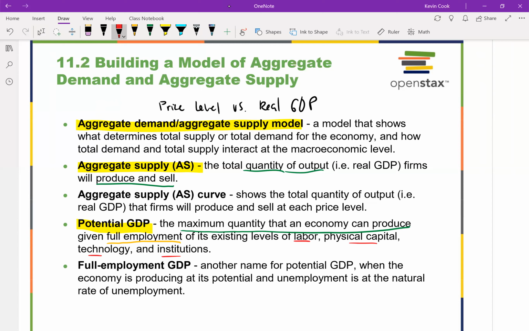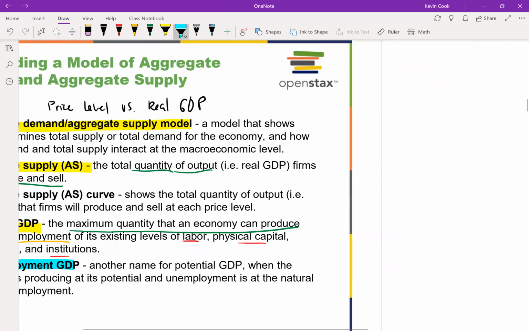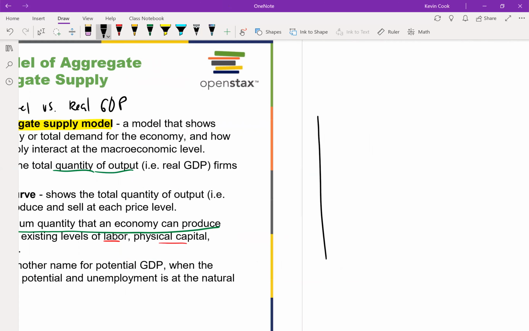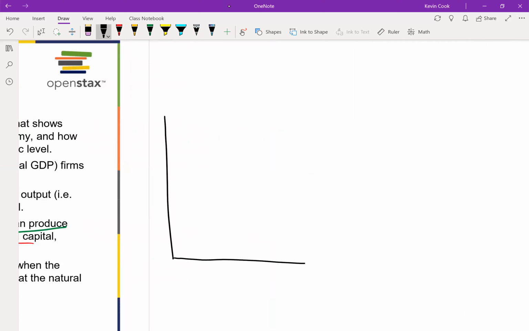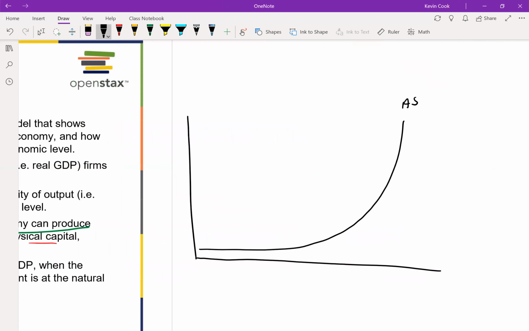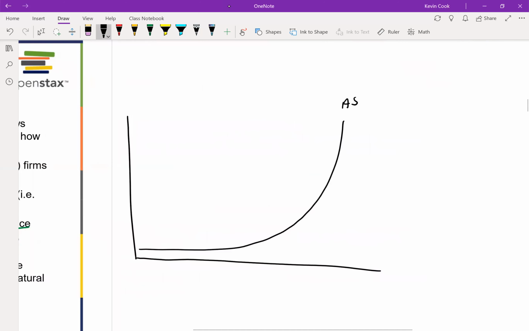Another way to think of potential GDP is also called full employment GDP. That is, what would our GDP be if we were at this potential GDP? So what we'll expect to see is something like this. We'll have our curve, and we'll have an aggregate supply that looks something like that. And when we think about our potential GDP, it'll come in somewhere about here. And again, we'll have our potential GDP, or our full employment GDP.